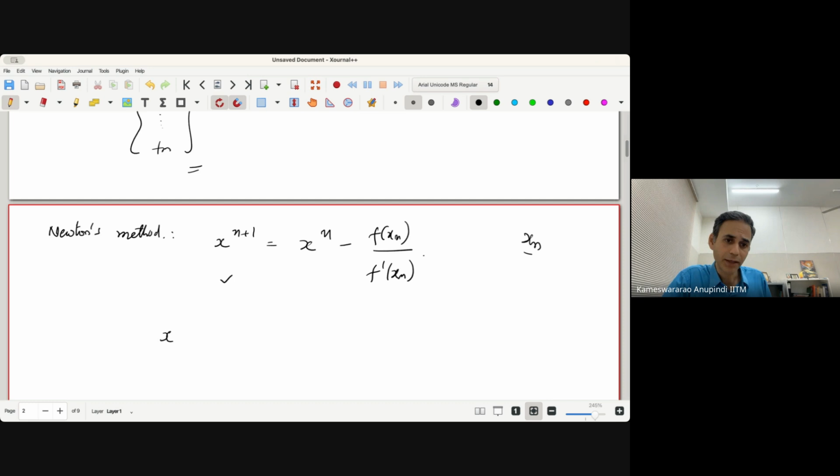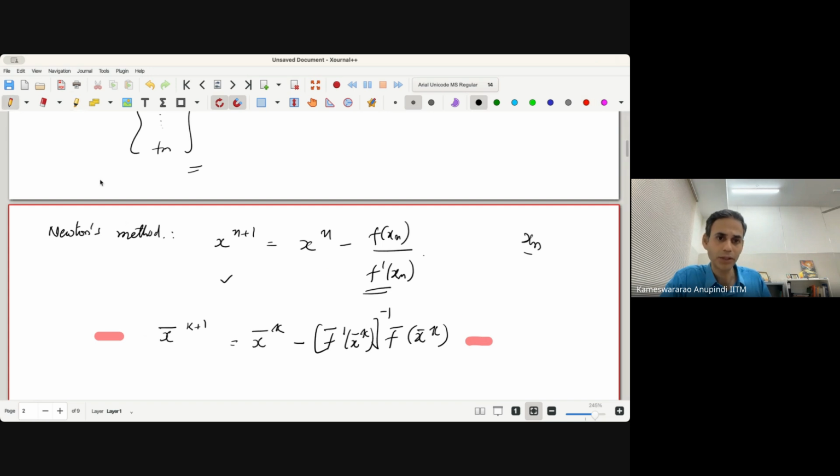Only thing is that instead of calculating xn plus 1, I'm now calculating x bar of n plus 1. Okay, so instead of n plus 1, let me write k plus 1, because n we are already making use of for the length of the vector. So x bar of k plus 1 equals x bar of k minus f bar of x bar of k. So this is similar to what we have written here. But instead of f prime xn being in the denominator, we're going to get f bar prime x bar k inverse. So that's going to be the working equation for the system of nonlinear equations.